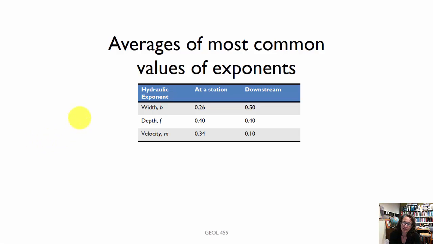The average, typical values for the exponents: Q is equal to the width, if we're doing downstream hydraulic geometry, width to the 0.5; if we're at a station, width to the 0.26. Depth is again about the same. Velocity is flatter when we're going downstream, with a steeper relationship at a station. So velocity changes more at a station as discharge increases than it does as discharge increases in the downstream direction. Okay, slope, because slope decreases as we go downstream.